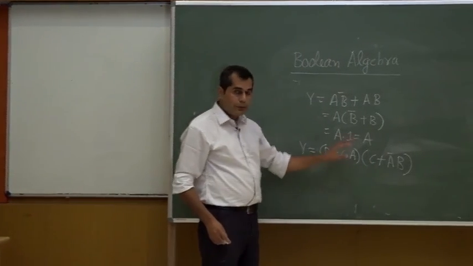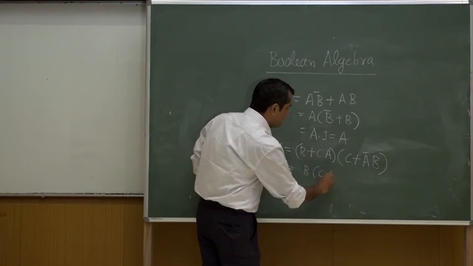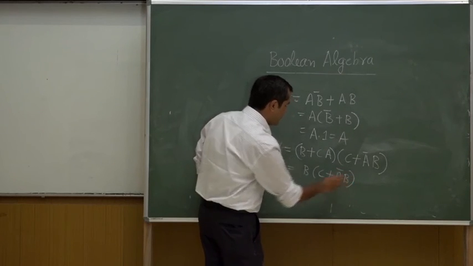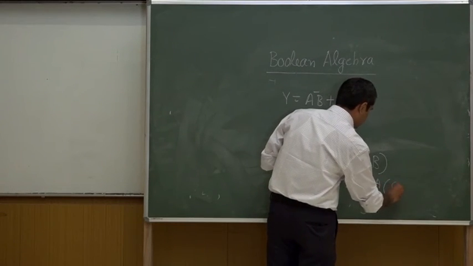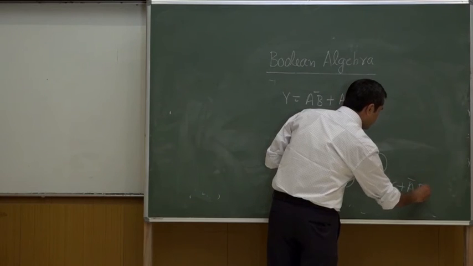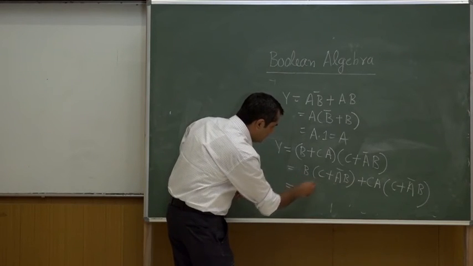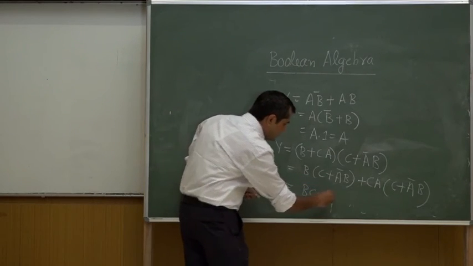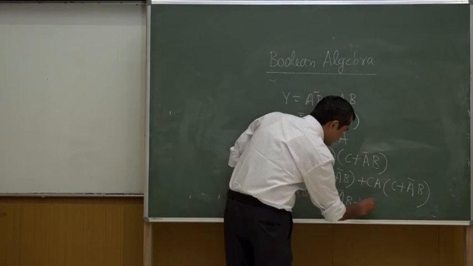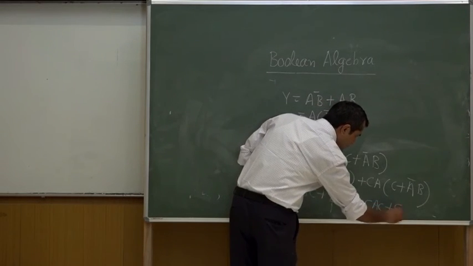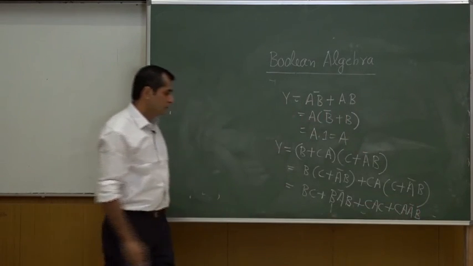Okay, so let me solve this for you. I can write here that B in bracket (C plus A bar B) plus C A in the bracket (C plus A bar B). Okay, then it is equal to B C plus B A bar B plus C A C plus C A A bar B.